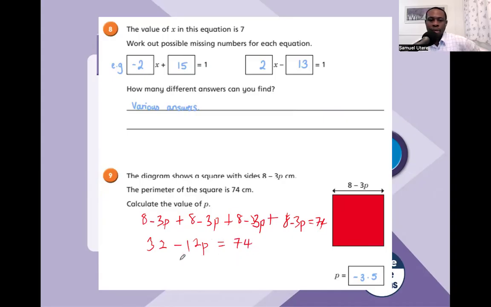Okay, now we need to subtract 32 from both sides. And then when you finish, you will divide by negative 12. Yeah, so subtract 32 from both sides. And then when you finish, you divide by negative 12. Okay, and that should give you the answer you see there.